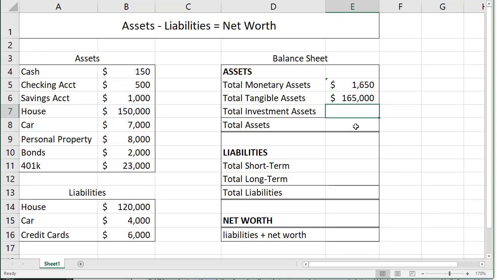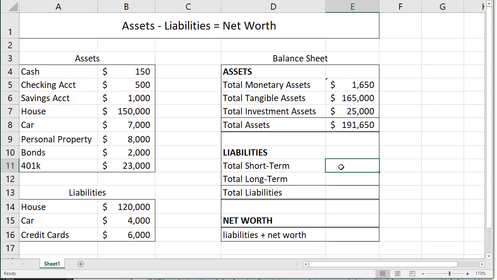The final category in my assets is the investment assets. So these are things like stocks and bonds and retirement accounts, generally where I've invested in some type of financial instrument. And that's going to be bonds, obviously, and then the money that I have in my 401k. It's valued at $23,000. It's probably actually composed not of cash, but of stocks and bonds, things like that. So now all that's left here under assets is just to total up what we have so far. So my total assets are $191,650.